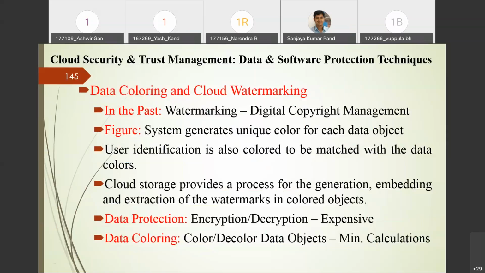But nowadays, this coloring and decoloring mechanism makes the process of watermarking easier. If you go the traditional way, you are doing encryption and decryption. You use watermarking at the sender end, and at the receiver end you also remove the watermarking in order to get the original data. This process is expensive. But if you go for the data coloring process, you can color the data, and even if an attacker gets the data, they will not be able to understand it. So coloring and decoloring the data objects requires minimum calculation. That's why people are heading toward data coloring in the cloud system.